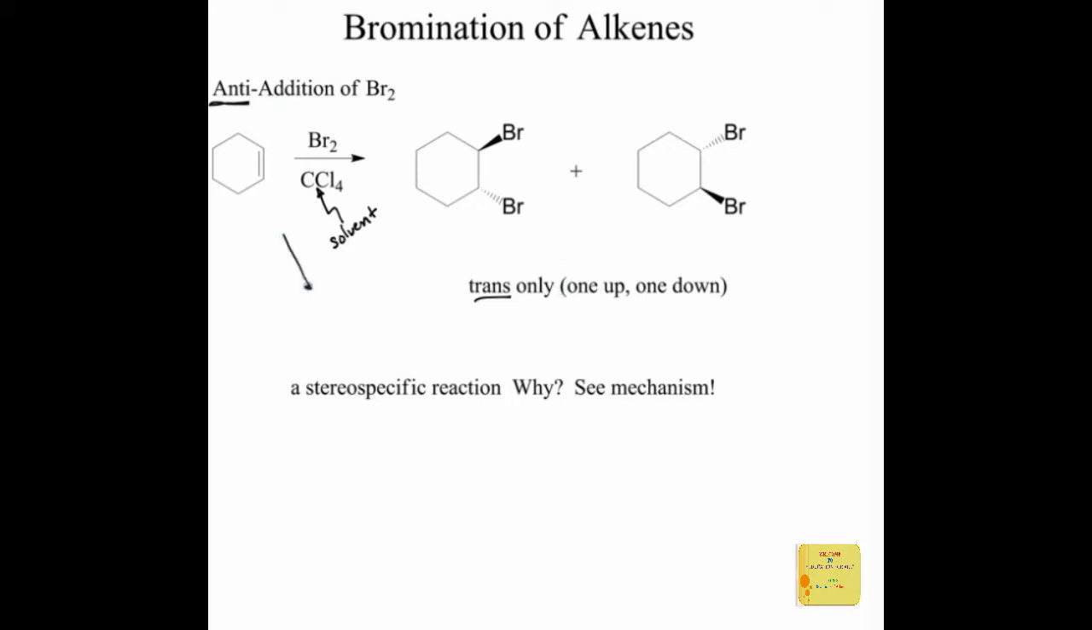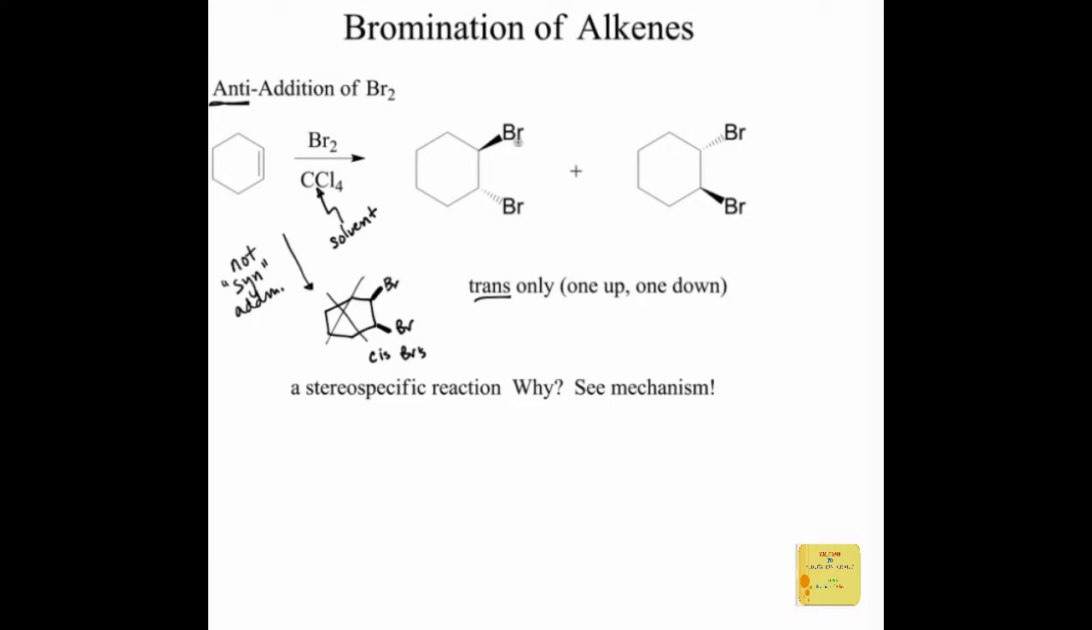The opposite, let's see what's happening. We're not getting syn addition. We just saw an example of syn addition. Syn addition is what we called it when the groups add to the same face. So if they were both wedges, for example, that would give cis bromines, and that does not happen. Okay, so just getting to know some of this terminology, some of this vocabulary. Syn and anti describe the mechanism. Cis and trans describe the products that result from those mechanisms.